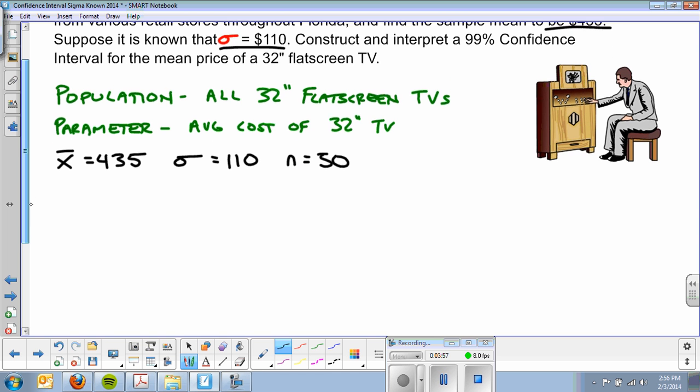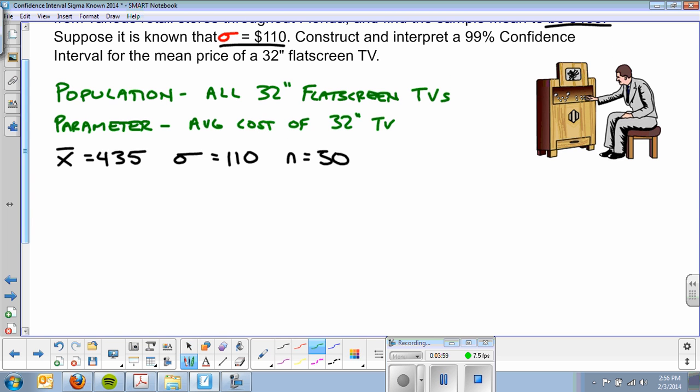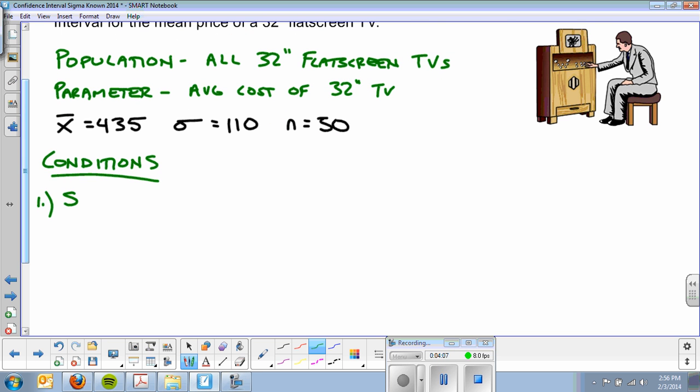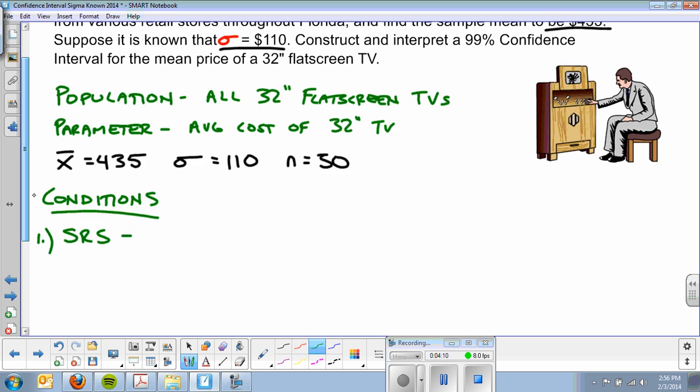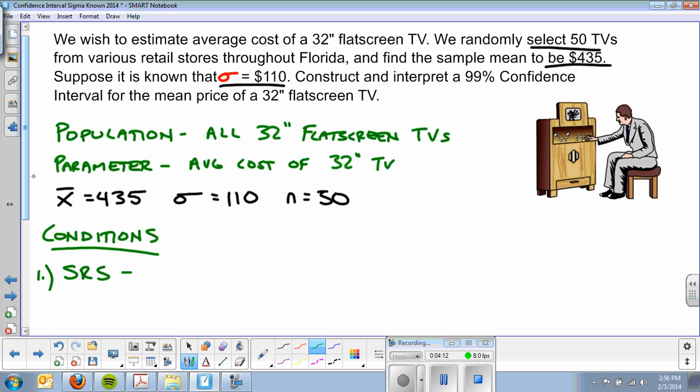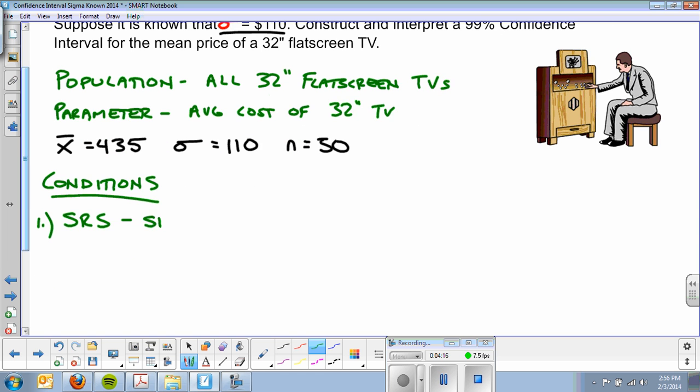Okay, so we check the conditions. The boring part, but we got to do it every time. Simple random sample, and in this case, it's stated. We randomly select 50 TVs. So we can just say stated in problem. Okay, that condition is met.